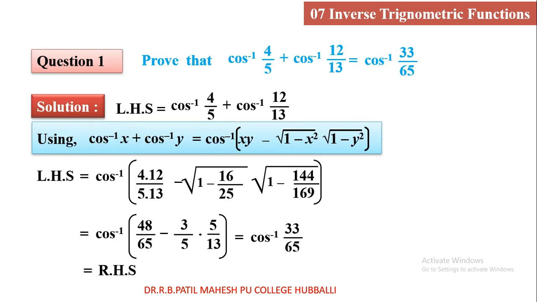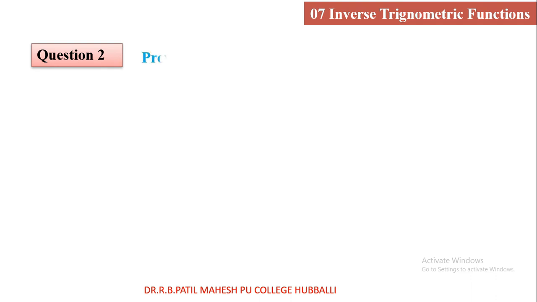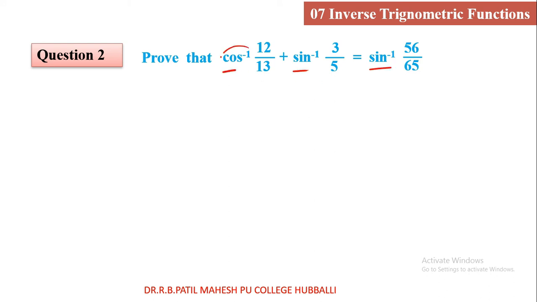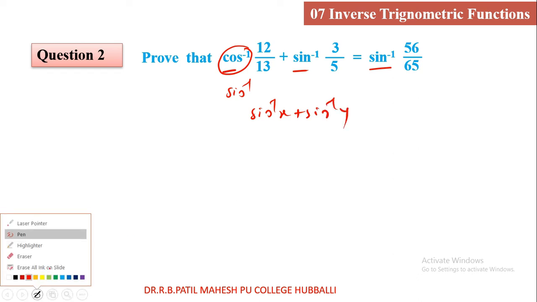Let me take question number 2 on the same. Prove that cos inverse 12 by 13 plus sin inverse 3 by 5 is equal to sin inverse of 56 upon 65. Dear students, observe cos inverse, sin inverse, sin inverse. If you convert cos inverse into sin inverse, then you can easily apply the formula for sin inverse x plus sin inverse y. Directly you have a formula, so it will be simple to simplify.